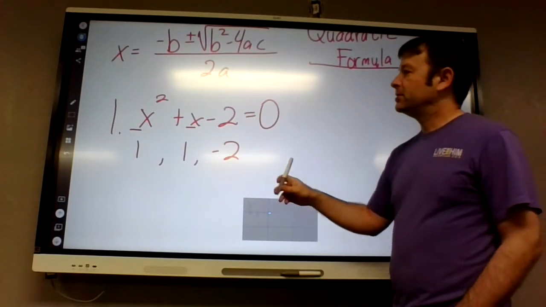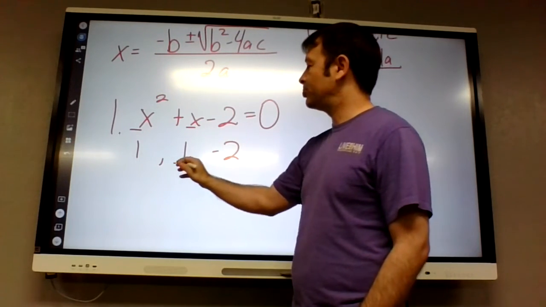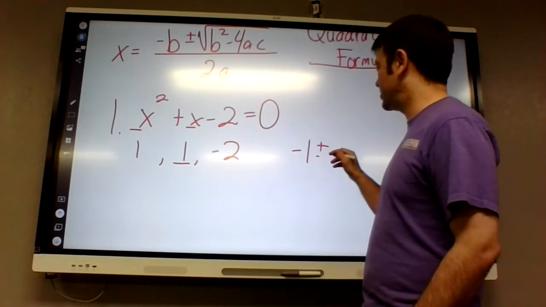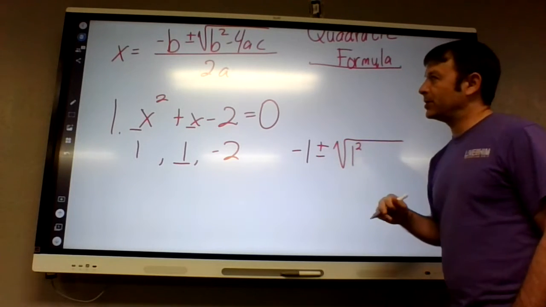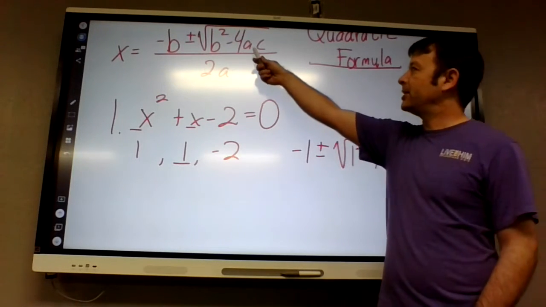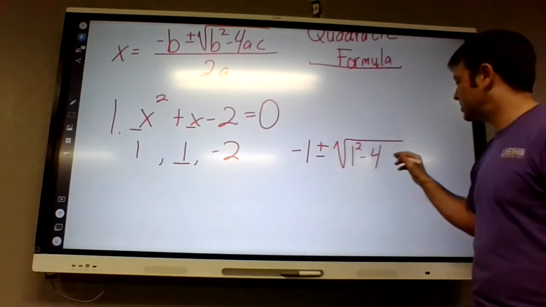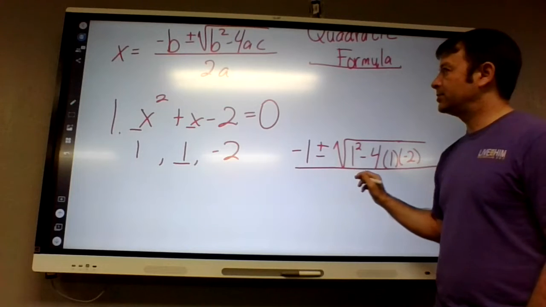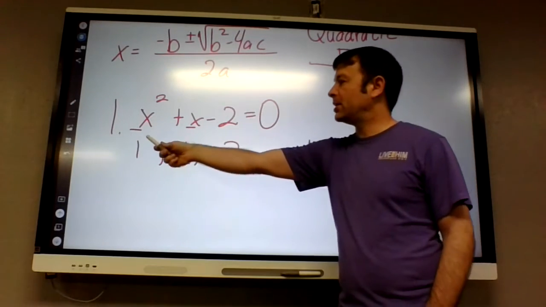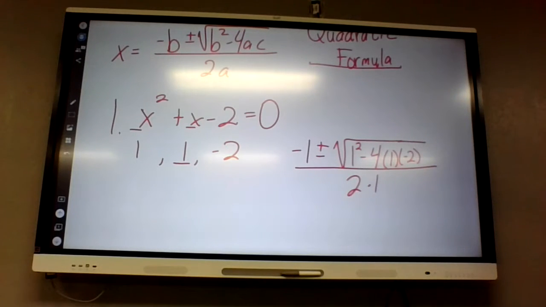Now I'm going to start with negative B. B is 1, so it's negative 1 plus or minus the square root of B squared, 1 squared, minus 4 times A, which is 1, times C, which is negative 2, over 2 times A, 2 times 1 in this case. So all I did was plug in A, B, and C. And that looks like it. Are there any questions so far?